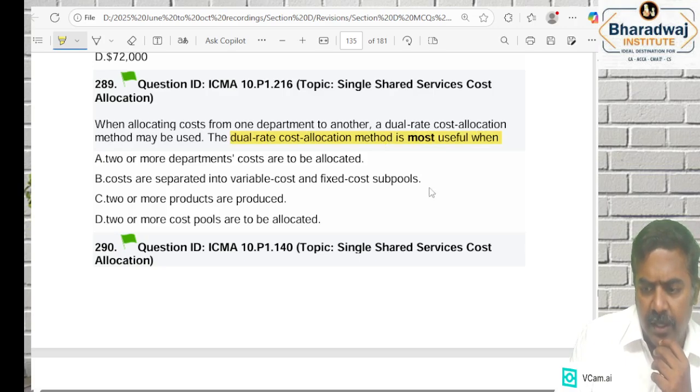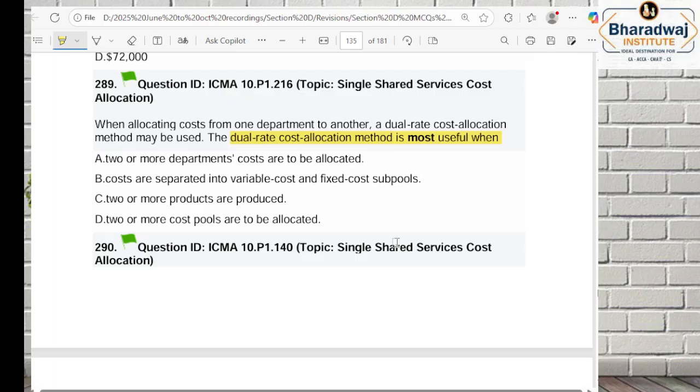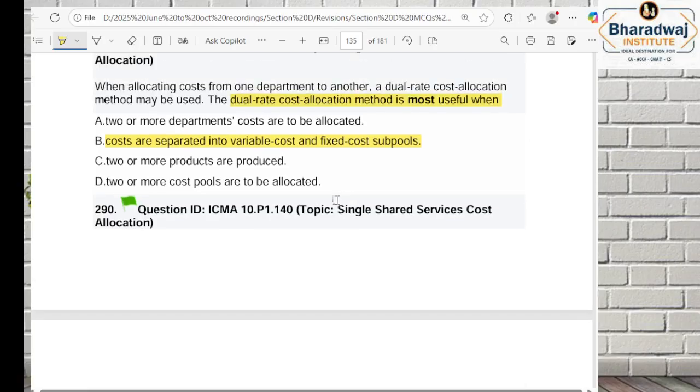B. When will dual rates be used? One department, dual rate cost allocation shall be used. Two or more departments or two or more cost pools are allocated. No. Option B, sir. Cost can be separated into variable cost and which one? Fixed cost subpools. We can use two different methods.